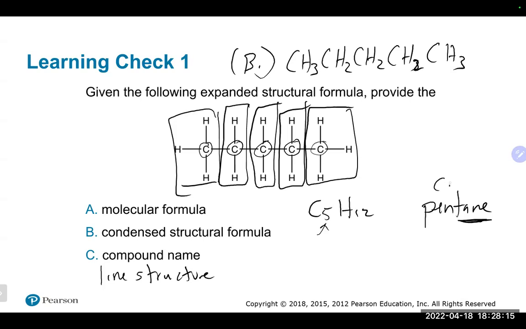That would obviously be the name. That would be our formula and our line structure. Again, we would just zigzag until we get 5 points, if you will. So 1, 2, 3, 4, 5, that would be our line structure there. Any questions on any of those there?